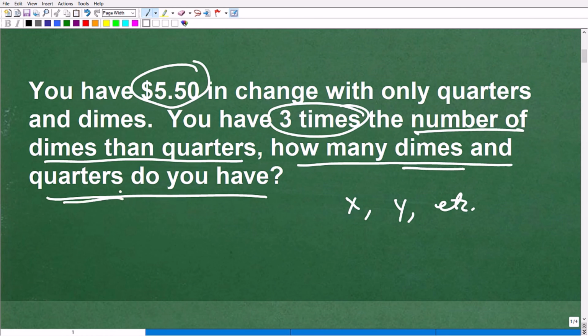That's the key question. So you have to look at the information you're given and then think about some sort of variable. We're going to use the variable x. And what could x stand for? Let's just think about that. What could x stand for? What could it represent as a starting point in this problem?